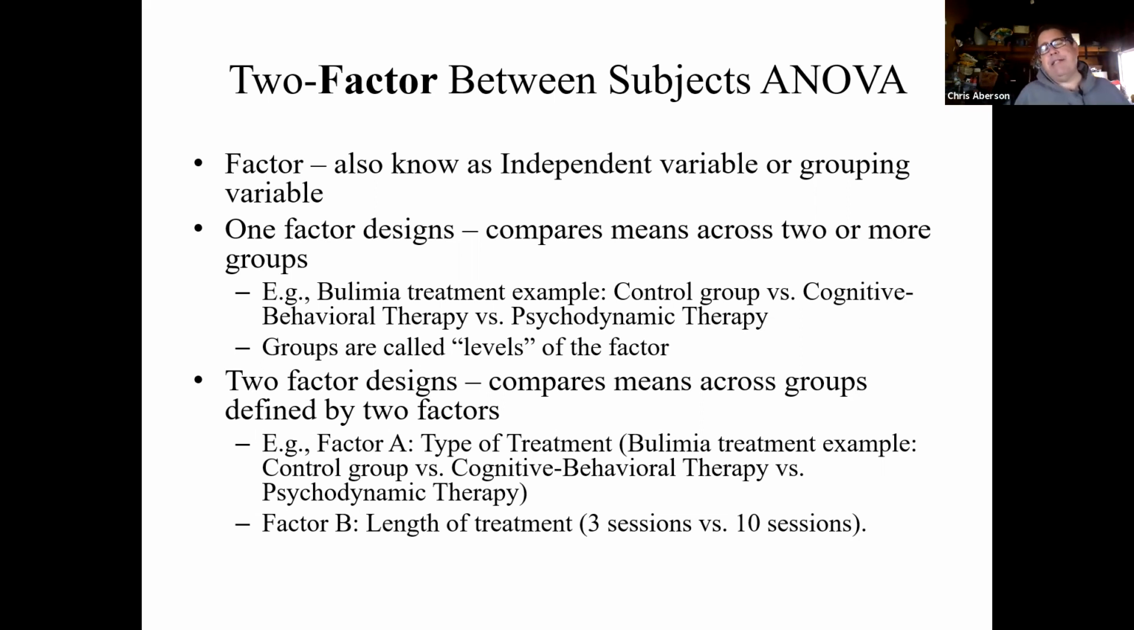So in the example that we looked at for one factor ANOVA, we talked about the type of treatment and whether they were differentially effective in reducing bulimia symptoms. Here we can look at not only the type of treatment, but also the length of treatment. So we have multiple factors here.